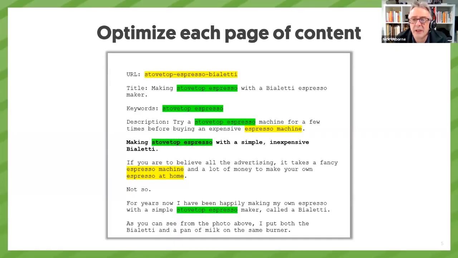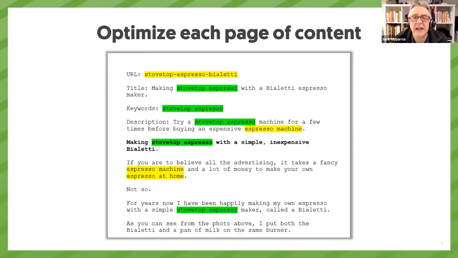Underneath there, I'll almost always have some kind of photo or perhaps a video, and then I've got my body text. I have, by looking at my keyword research, discovered that stovetop espresso is a reasonably strong key phrase. So I am building this page specifically to appeal to Google. All right, I'm calling it stovetop espresso. And so my URL is going to be stovetop espresso Bialetti. I'm just adding Bialetti because that's the brand name of the espresso machine I'll be talking about. In my title, I say making stovetop espresso with the Bialetti espresso maker.